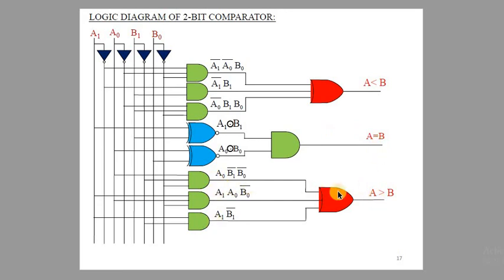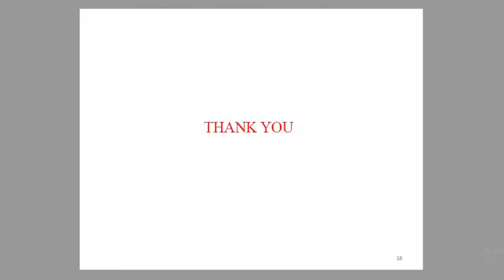AND gate, OR gate. Okay, here the XNOR gate. Okay, right, this into this, like that. Here is the realization using logic gates for the 2-bit magnitude comparator. This is the design of the 2-bit magnitude comparator. Thank you so much.